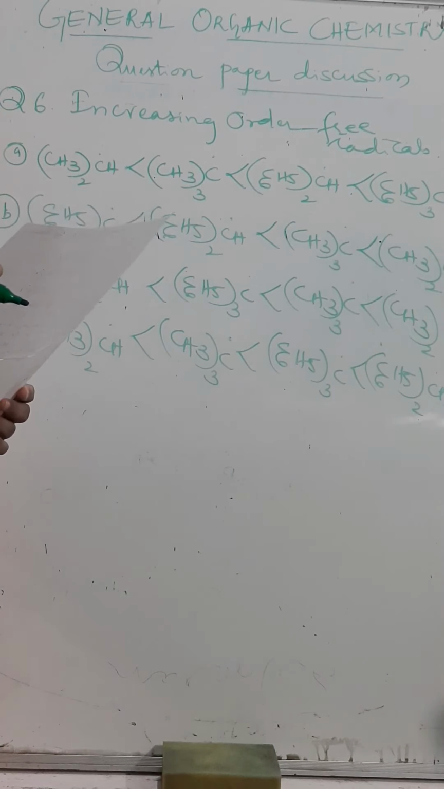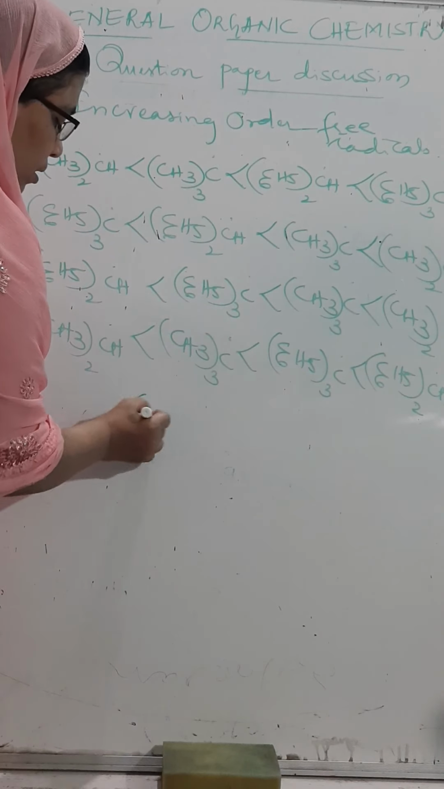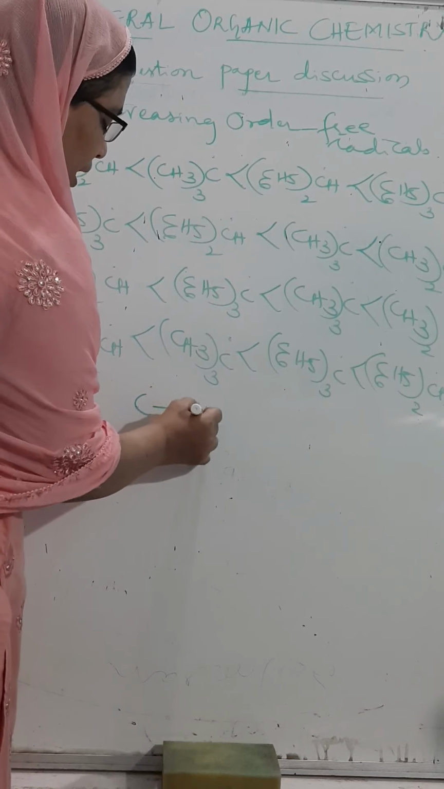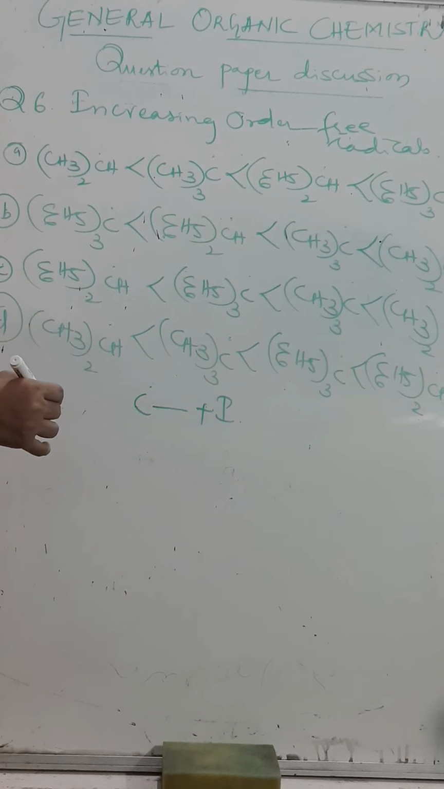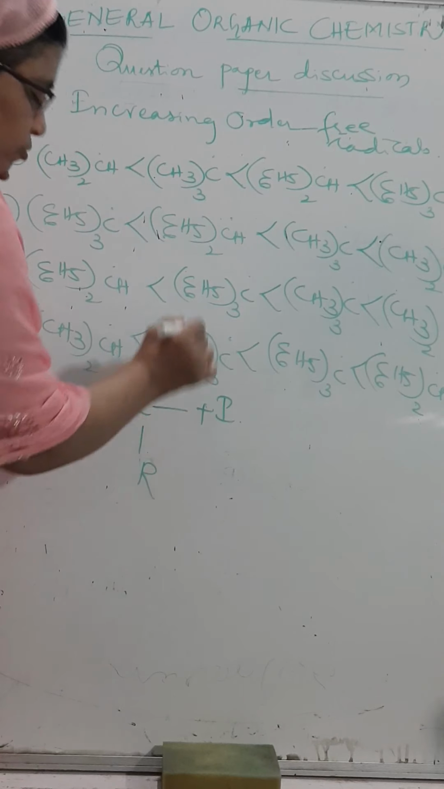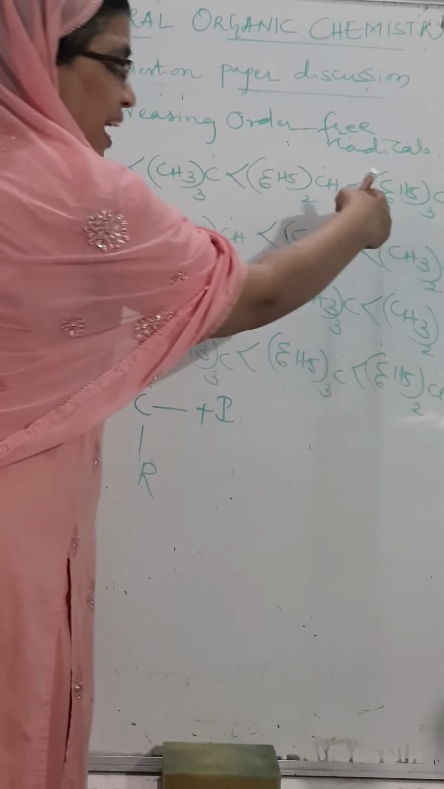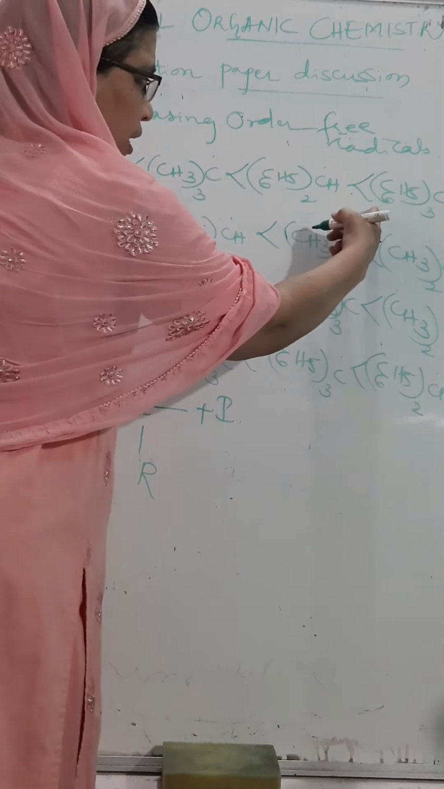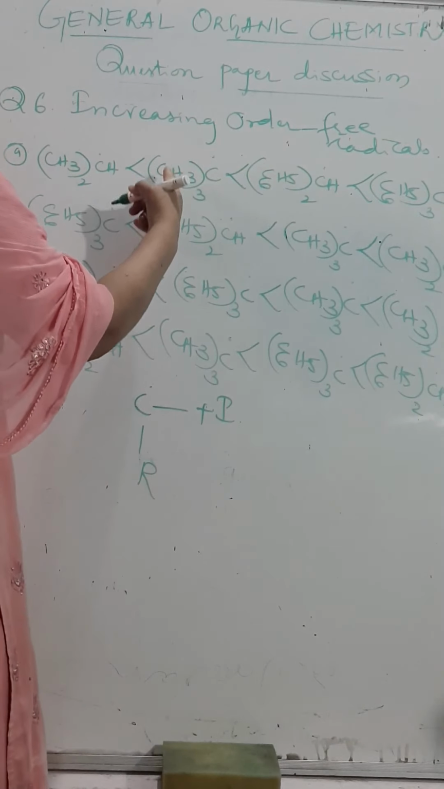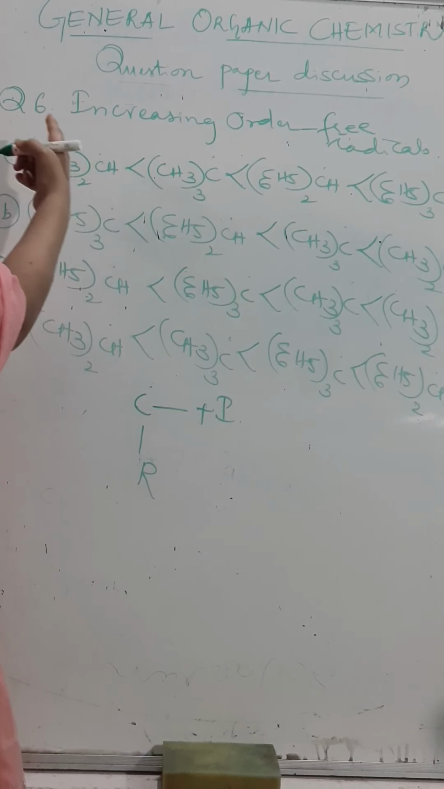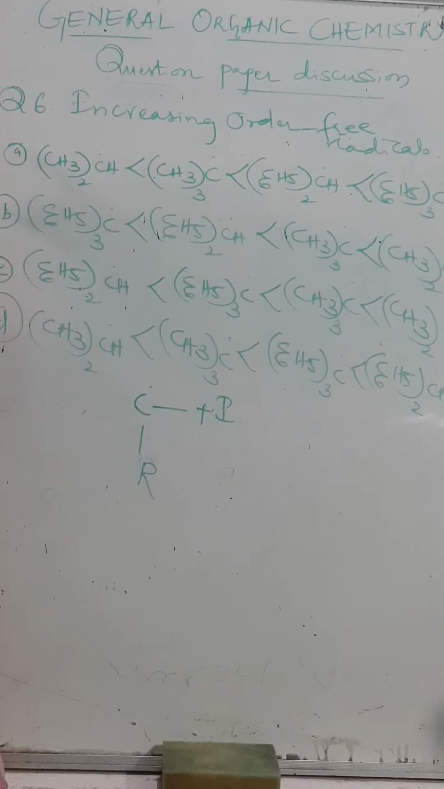We need to arrange in the increasing order of stability. As I said earlier in question number 1, a carbon free radical is stabilized by positive inductive effect as well as by resonance. Amongst all, you can see that more resonance is possible in triphenyl. More resonance means it should be highest. Triphenyl, then diphenyl, then tertiary, then secondary, then primary, methyl. Therefore, the correct option is the first one.